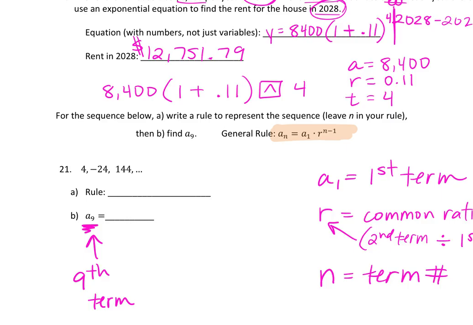All right, so to find the rule, you're plugging into this, but notice it says leave N in your rule. So you shouldn't have anything plugged in for N. That means it's going to be A sub N equals, what's going to go in that A sub 1 spot? 4. That's a 4. Okay, and then it's times, what's your R? Negative 6. You go negative 24 divided by 4. So you get a negative 6. Put parentheses around it, please, because if it's negative, that's a big deal. And then it's to the n minus 1 power. That's your rule. Don't plug anything in for n.